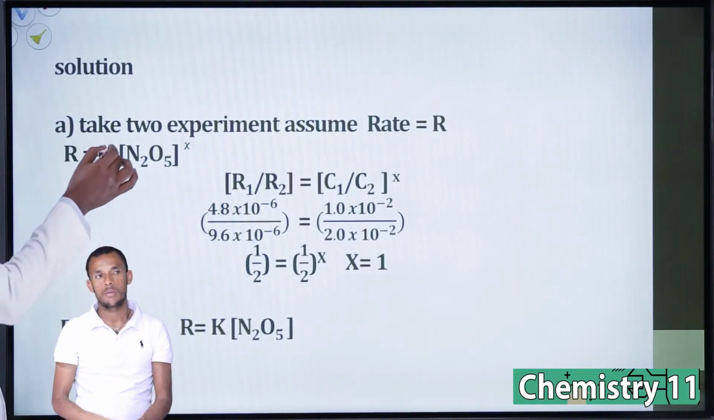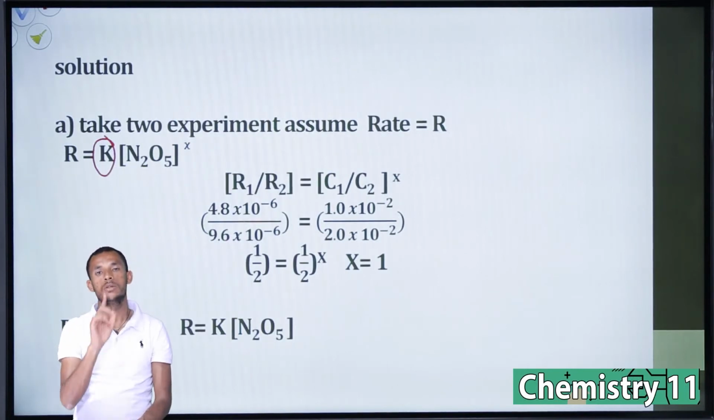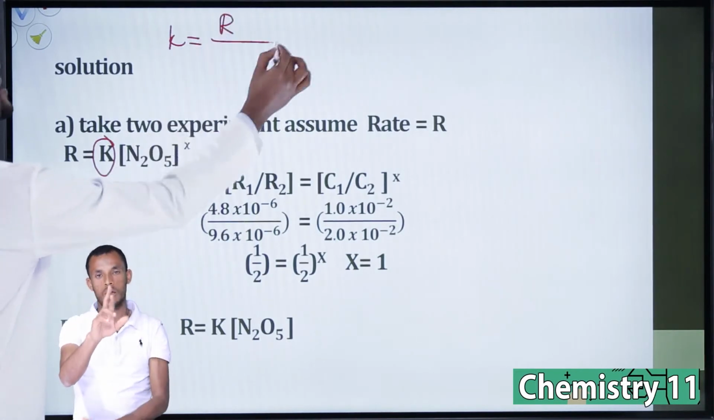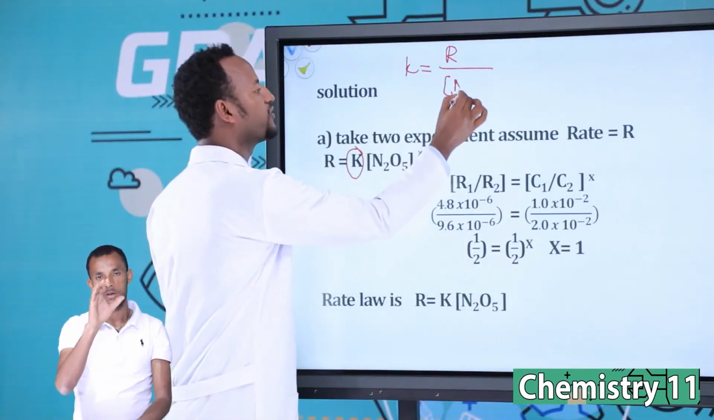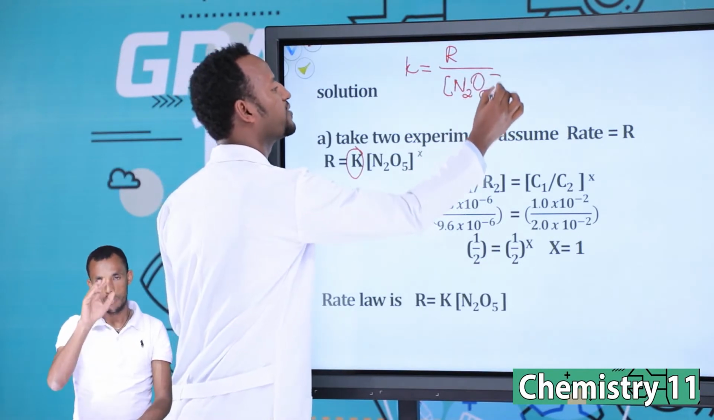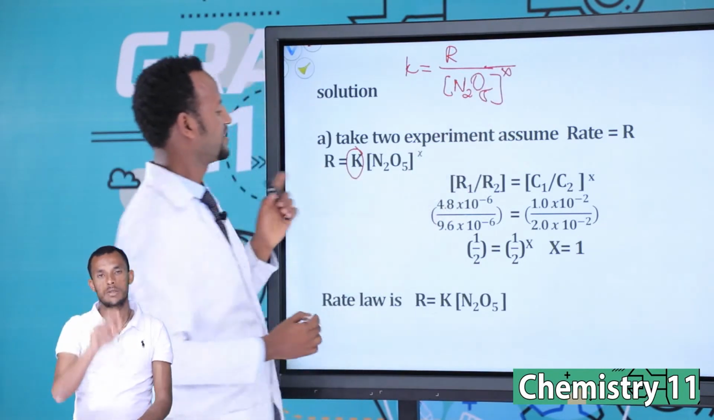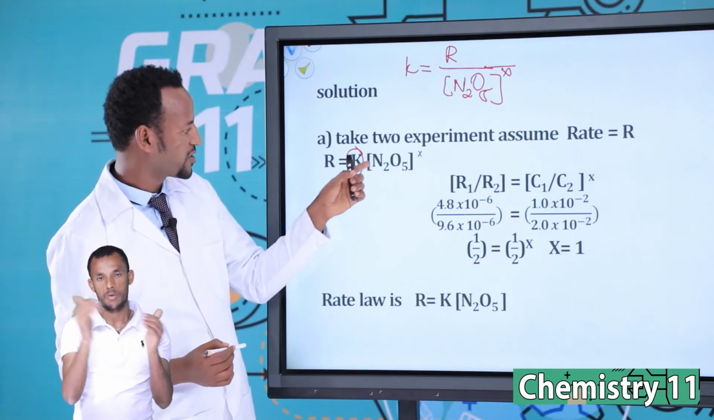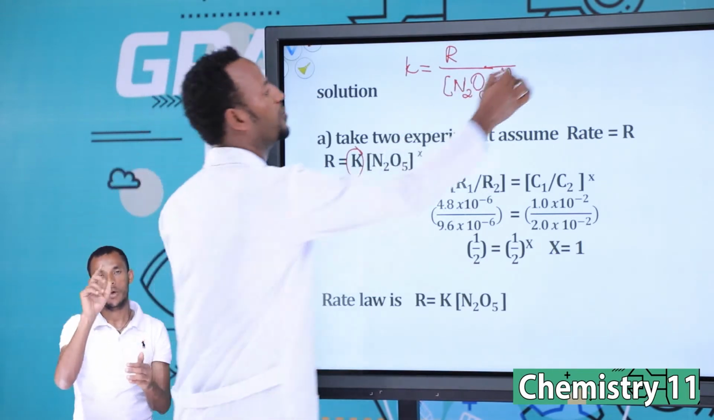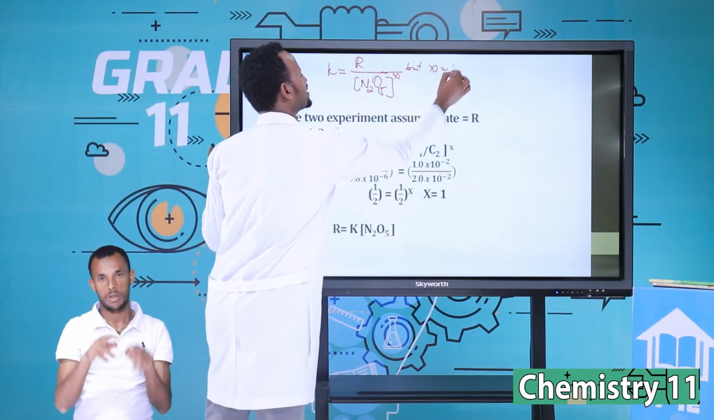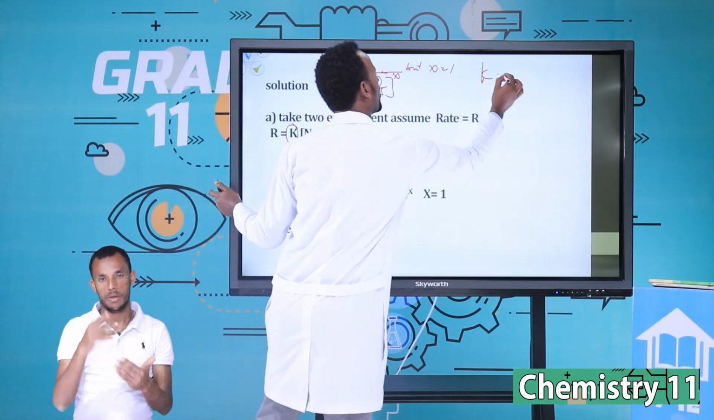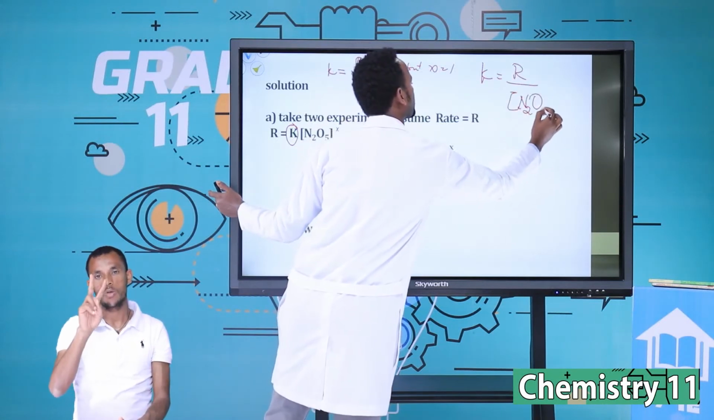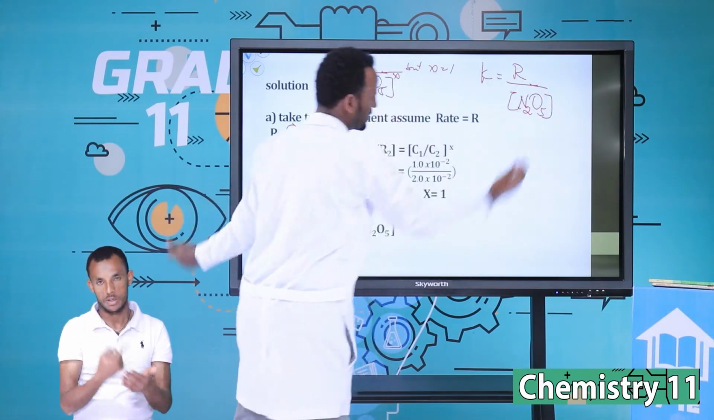The second point here is, what is the value of the rate constant? Determine K. K is equal to R over the concentration of N2O5 to the power of X, because R is equal to K times N2O5 to the power of X. Already X is equal to 1. Simply, K is equal to R over the concentration of N2O5. By using this formula, determine K.